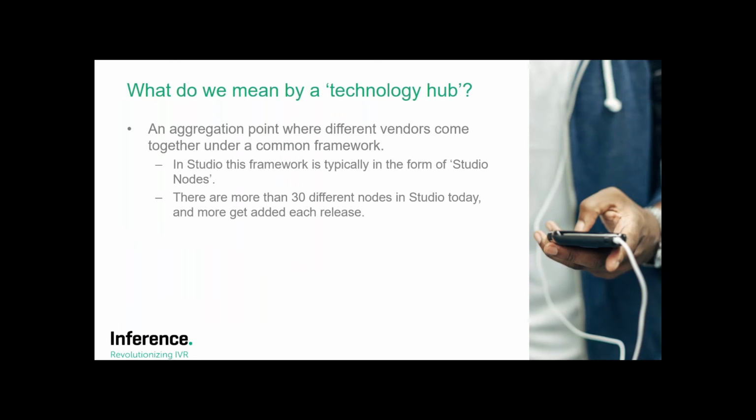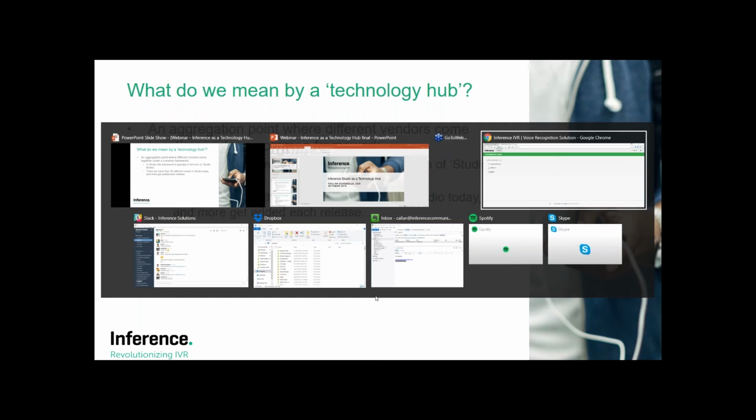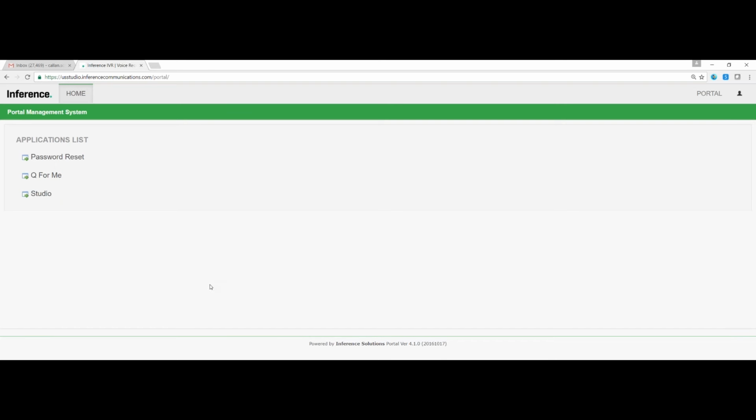So what do we mean by a technology hub? Effectively an aggregation point where different vendors come together under a common framework. And in Studio, this common framework is typically in the form of a Studio node. I'll just switch out in a second and show you what I mean by a Studio node, but there are more than 30 different types of Studio node that you can use today, and there's more and more being released with each version of Studio.